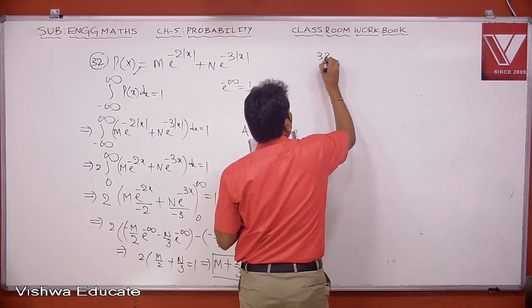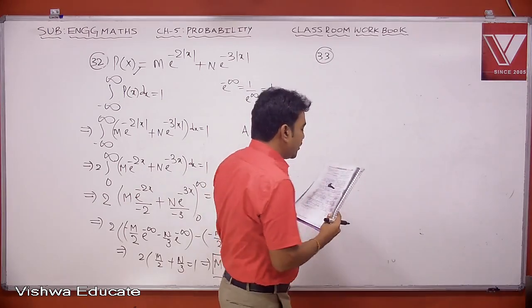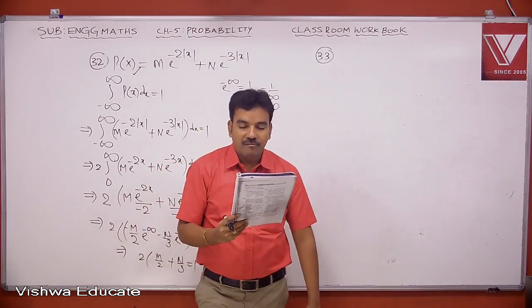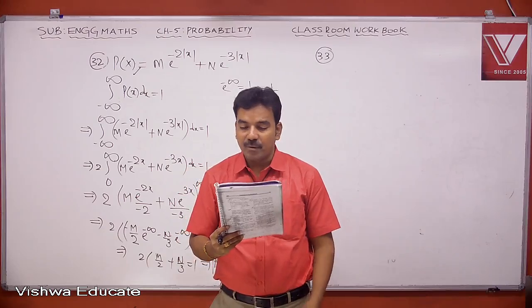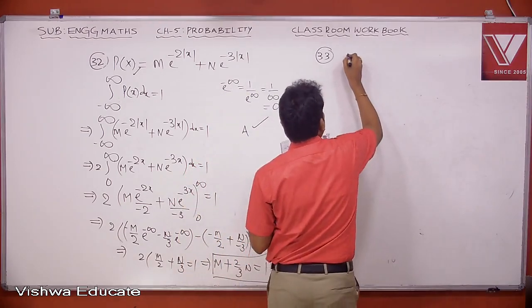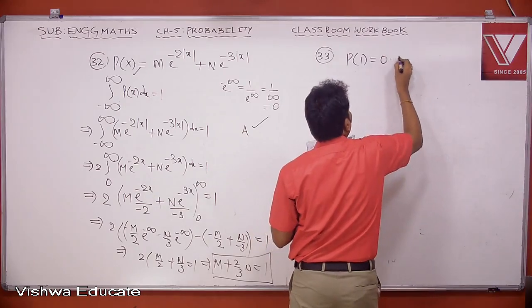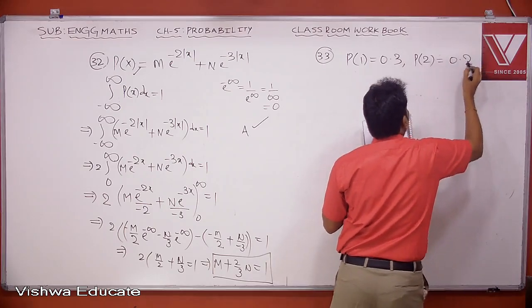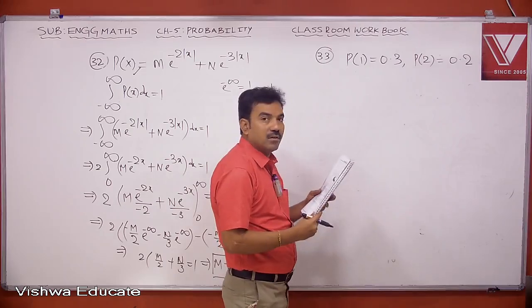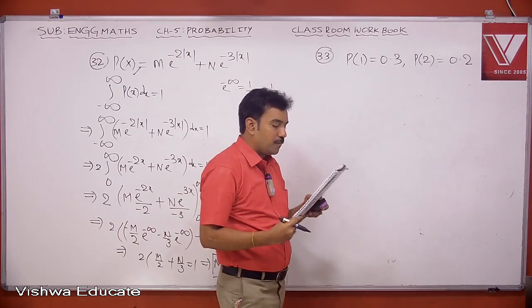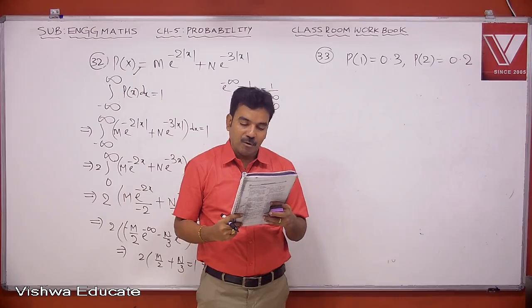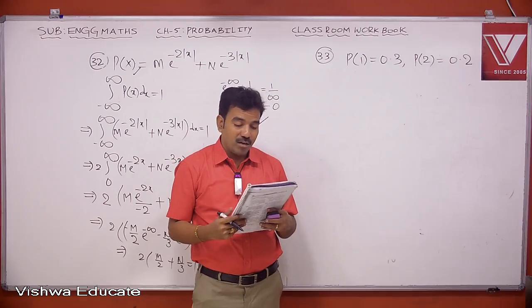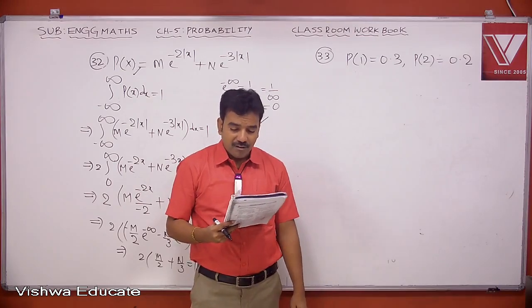Now let us discuss question number 33. An examination paper consists of 2 papers, paper 1 and paper 2. The probability of failing in paper 1 is 0.3 and that in paper 2 is 0.2. So P of 1 is 0.3, P of 2 is 0.2. Given that a student has failed in paper 2, the probability of failing in paper 1 is 0.6. Already the student has failed in paper 2. So in that case, the probability that the student failed in paper 1 is 0.6.